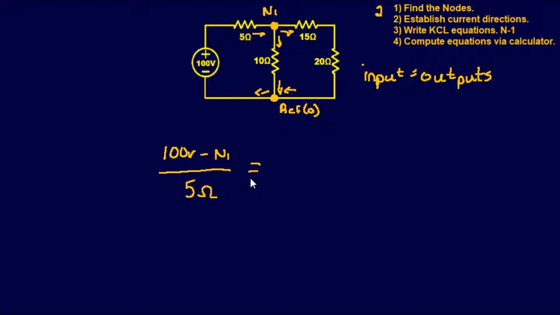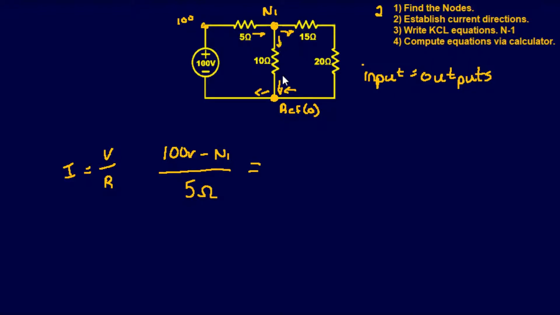equals. Now if you look at that, we have 100 volts right here, so it would be no different than 100 volts being right there. Then minus N1 over 5 ohms. So think of V over R equals I. That's basically the current flowing through that guy right there. Okay? Now we do our outputs.